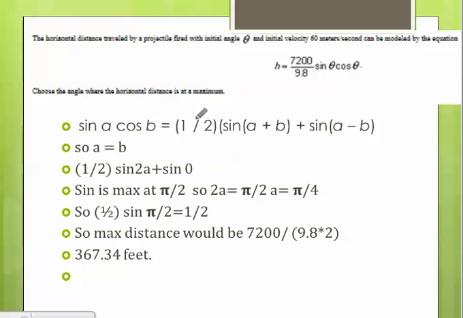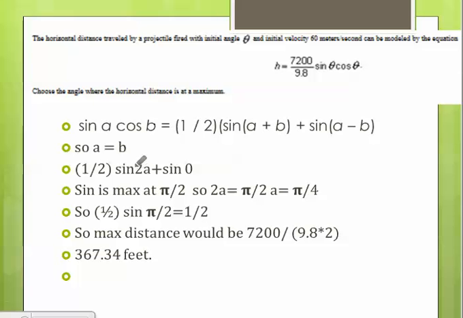Okay. So what I did was I said, well, I recognize that I've got sine theta times cosine theta, where A and B are equal to each other. So I wrote down that identity, 1/2 of sine A plus B plus sine A minus B. So when A is equal to B, that turns out to be 1/2 of sine 2A plus the sine of 0. So, when you take the sine of 0, you get 0.